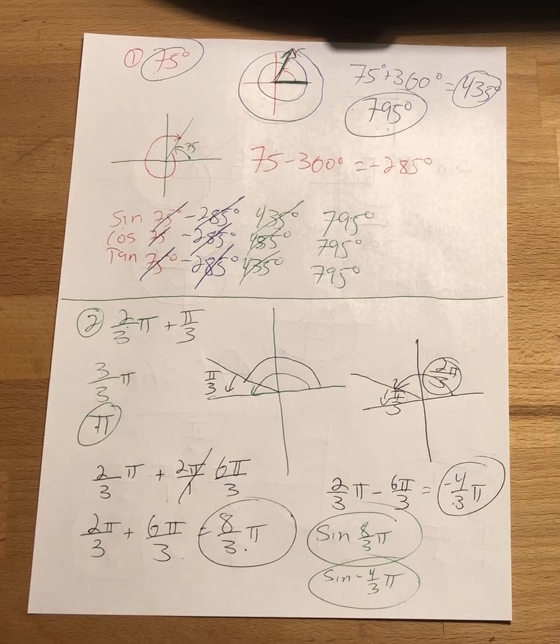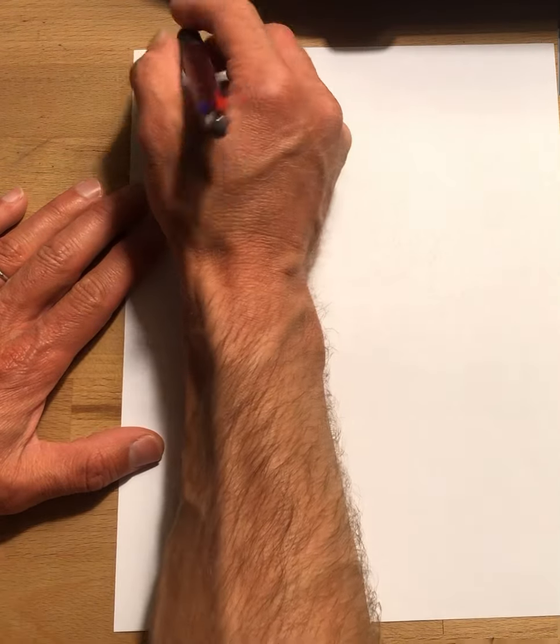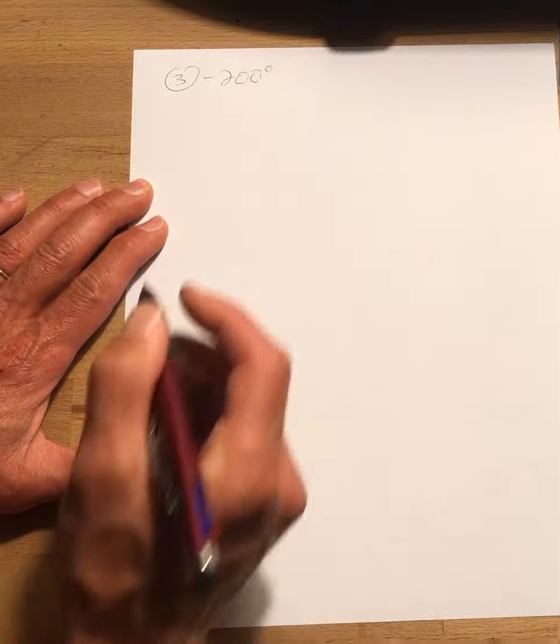All right, let's try the next example question. Let's try and find one positive and one negative coterminal angle of negative 200 degrees. So this is number 3, negative 200 degrees.